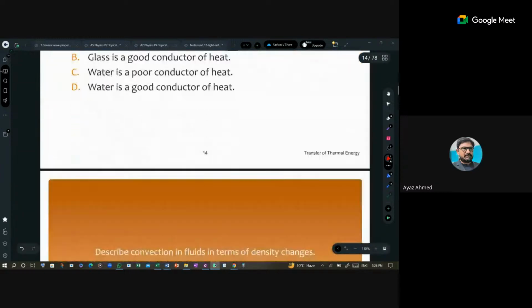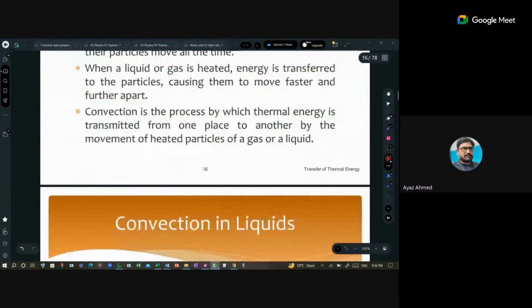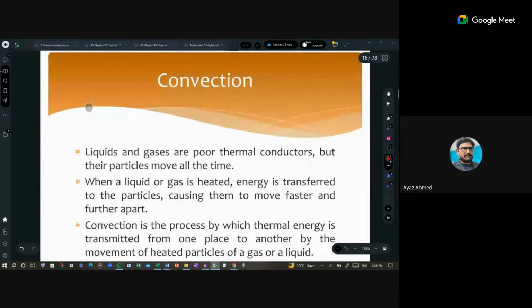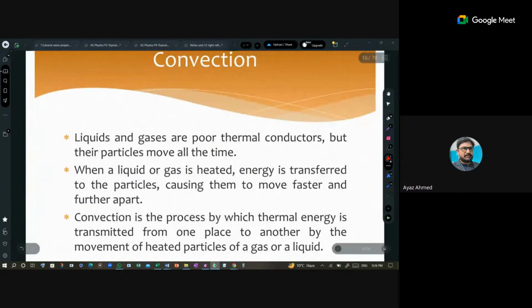Okay, good. So that was basically some idea about conduction. Now let's talk about convection. Actually, convection is a sort of bigger concept than conduction. Convection is that process in which molecules move from one point to another point, I mean physically move from one point to another.